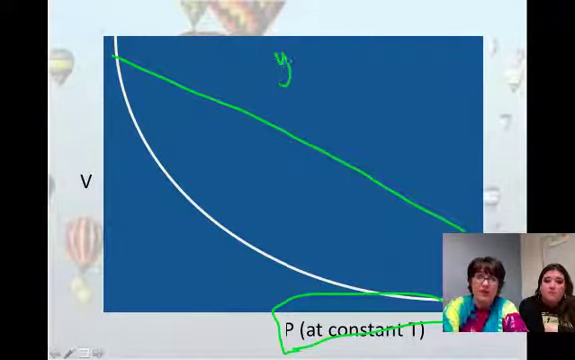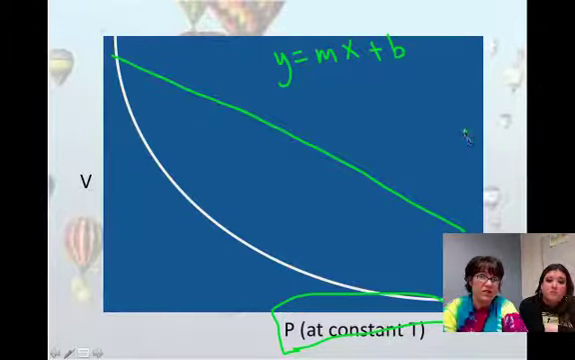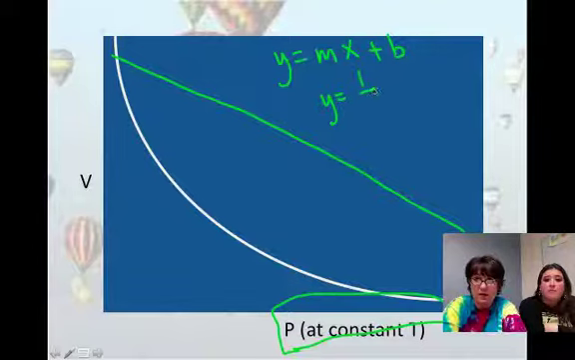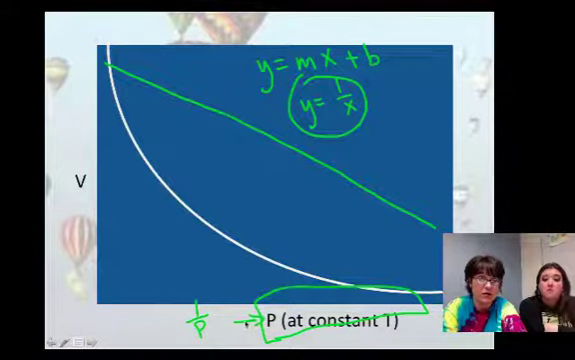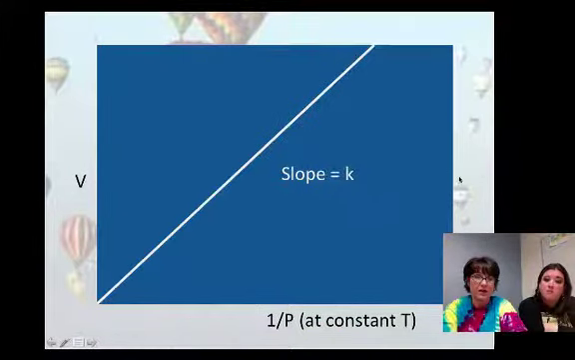You may recognize y equals mx plus b. We didn't get a straight line, so we can't use the slope-intercept relationship. That's not very convenient for a scientist. Here's how to get one. This graph is of the form y equals 1 over x. So we take what's on our x-axis and do 1 over x. So 1 over the pressure is how we turn a curvy graph into a straight line. We want a slope equal to some constant. When we graph the volume against 1 over the pressure, we get a straight line.